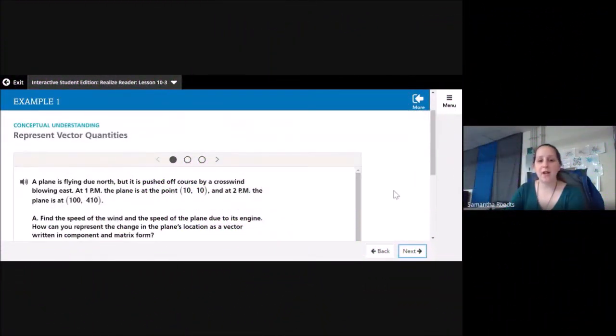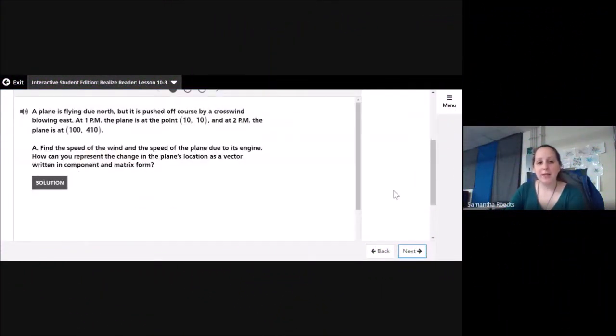Example 1, represent vector quantities. A plane is flying due north but is pushed off course by a crosswind blowing east. At 1 p.m., the plane is at the point 10, 10. At 2 p.m., the plane is at the point 100, 410. I want to find the speed of the wind and the speed of the plane due to its engine. How can you represent the change in the plane's location as a vector written in component and matrix form?